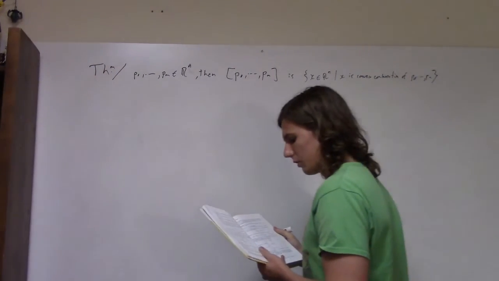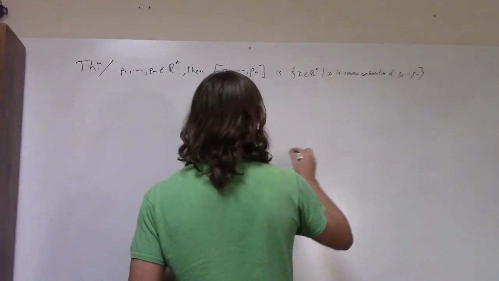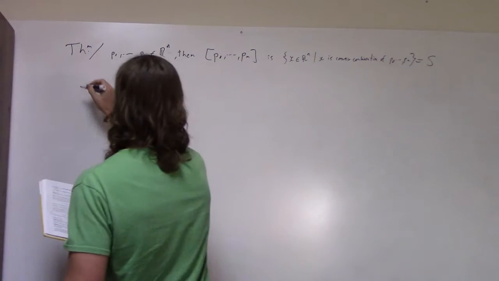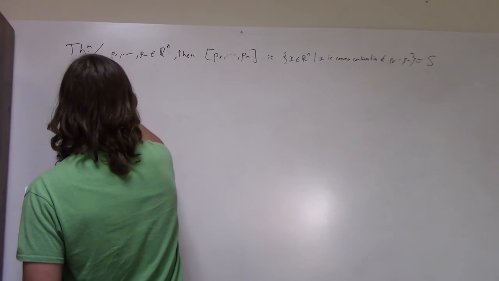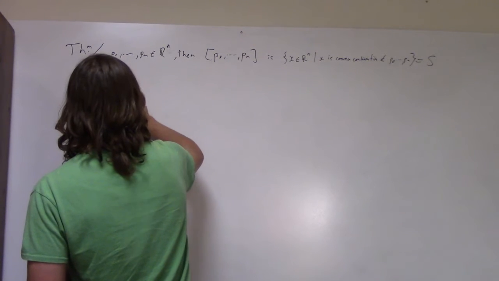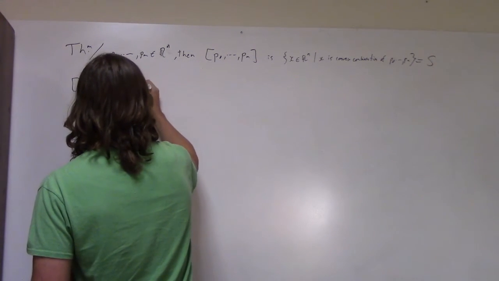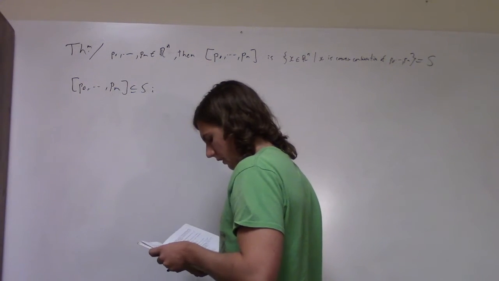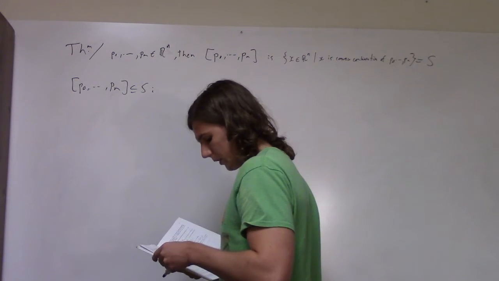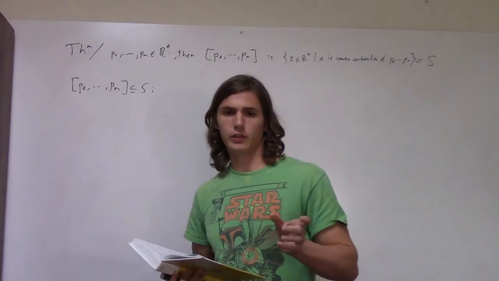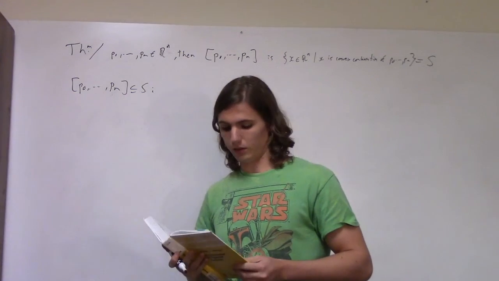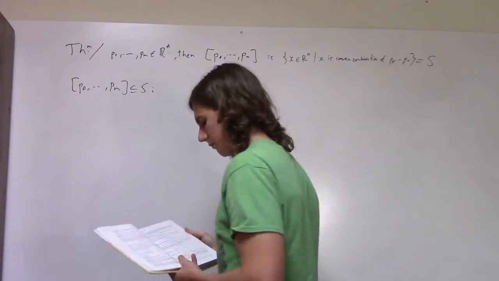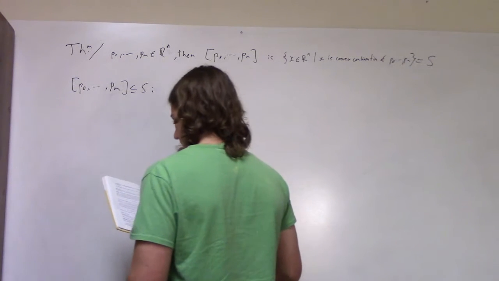So let's do some double containment. He denotes this to be S. The first thing we're doing is proving that the convex hull is a subset of S. He says it suffices to show that S is a convex set containing all of these points, because the convex hull is the intersection of all such convex sets. So if S is one of these sets, then the intersection is obviously going to be contained in it.